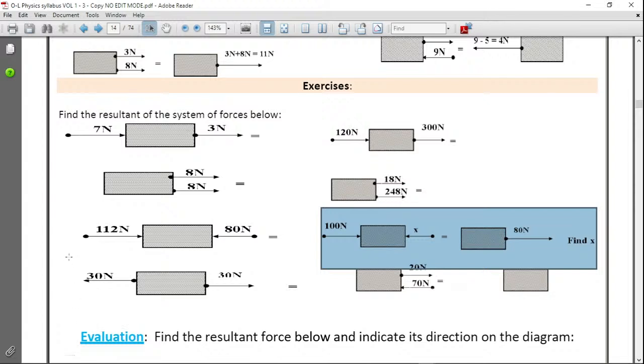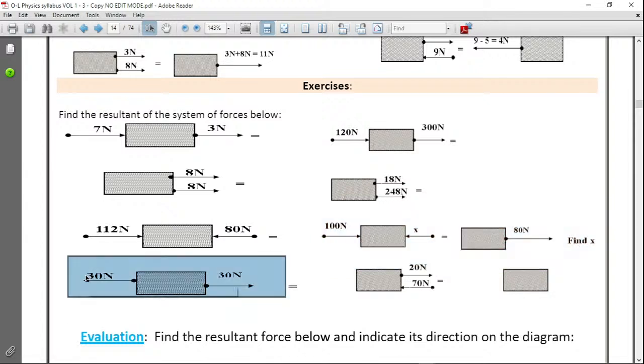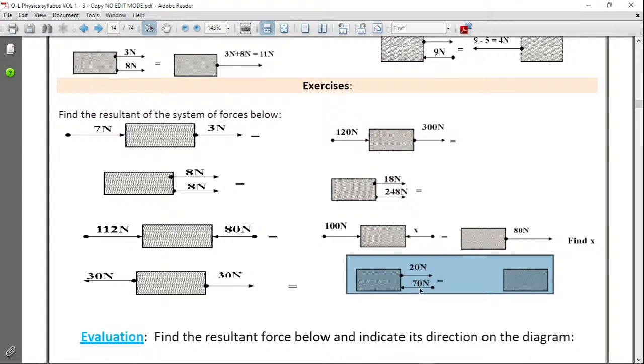And then here, the object will not move, right? Because we have 30 newtons to the left, 30 newtons to the right. So the resultant force is 0. What about this case? The resultant force here also will be to the left. And that will be 70 newtons minus 20 newtons, which is 50 newtons.